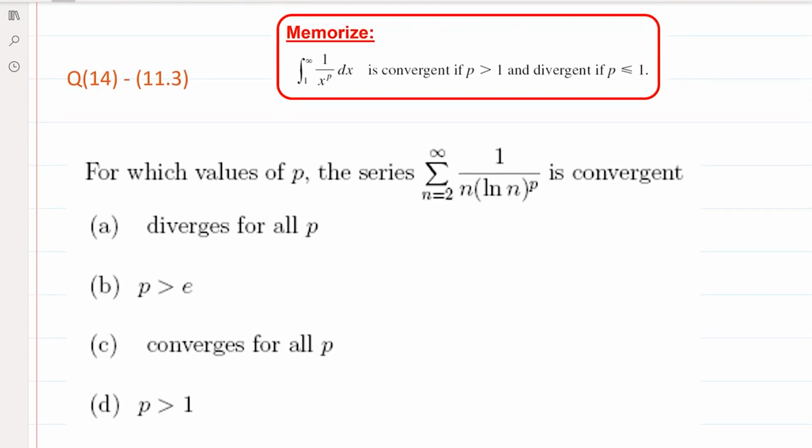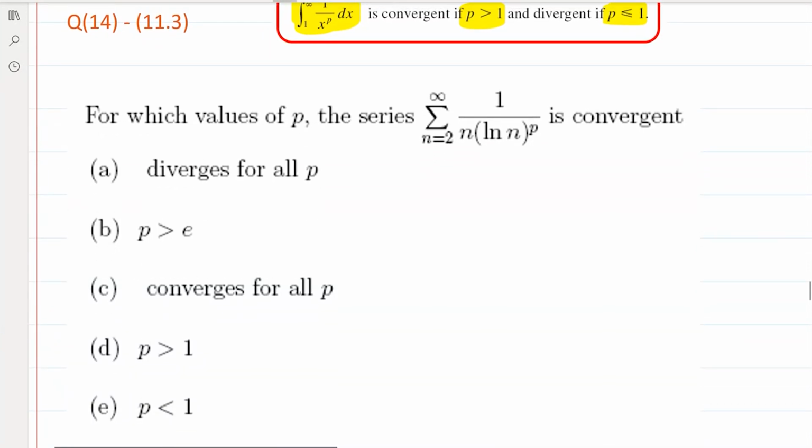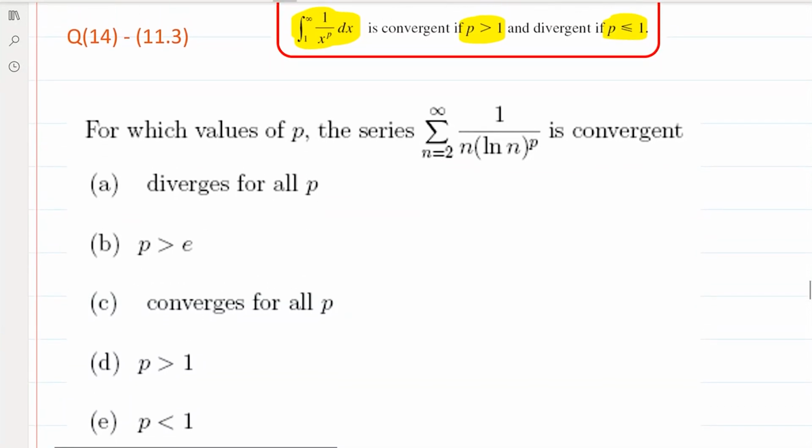Question 14. Don't forget that the integral from 1 to infinity of 1 over x to the power b will converge if b is greater than 1 and diverge if b is less than or equal to 1. This is a rule from the improper integral. Doctor, we proved this when we solved the second question, I think.